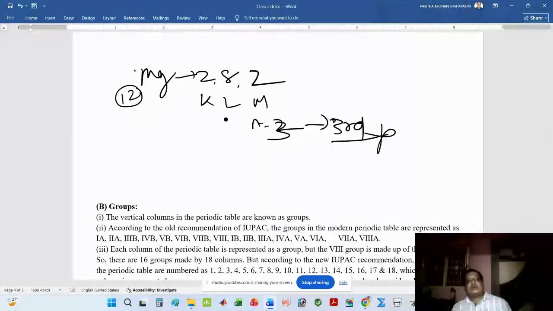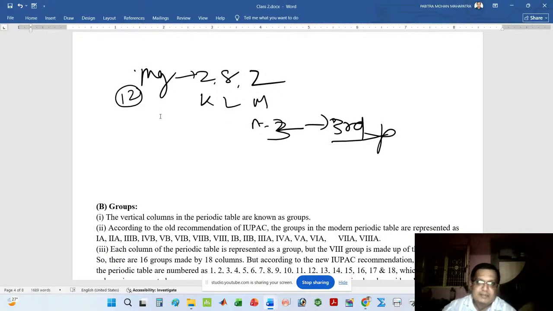After drawing the electronic configuration, you can find the valence electrons, and then find the valence shell as per the valence electrons. After getting the valence shell, you can find the principal quantum number. After getting the principal quantum number, you can easily say that the element is present in the so-and-so period. Yes or no?